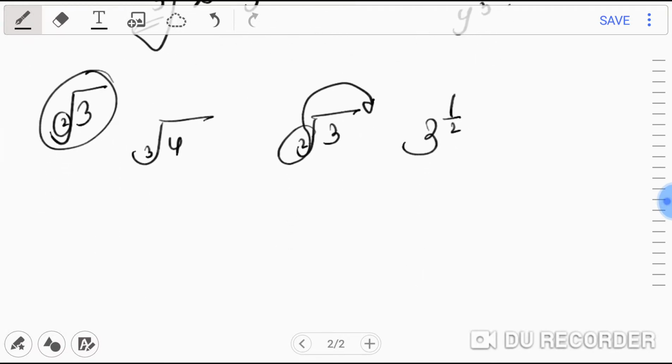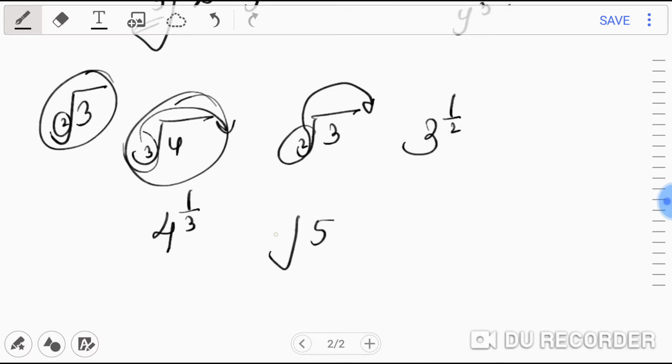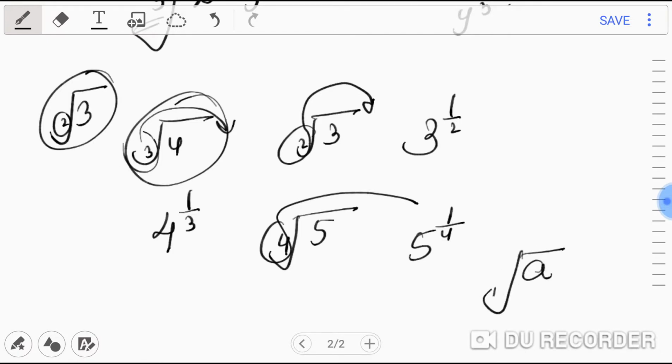Are you getting my point? If you have the cube root of 4, that is, you have 3 outside, this 3 you can take in here and it will be 4 raised to 1 by 3. Getting my point? If I have the fourth root of 5, I can take this 4 here and write it here as 1 upon 4. So anything, if you have the mth root of a, then you can write it as a raised to 1 by m. Are you getting my point clear?